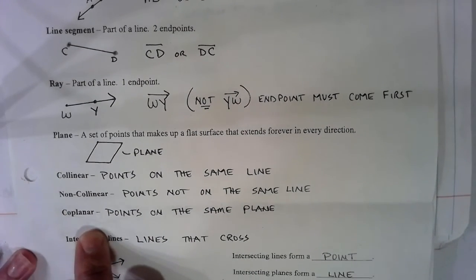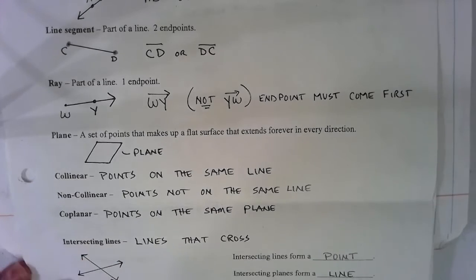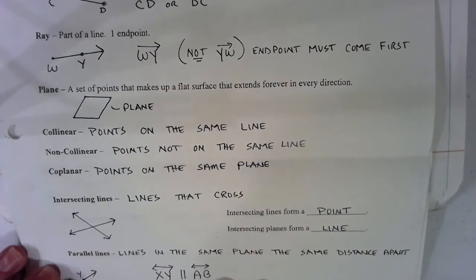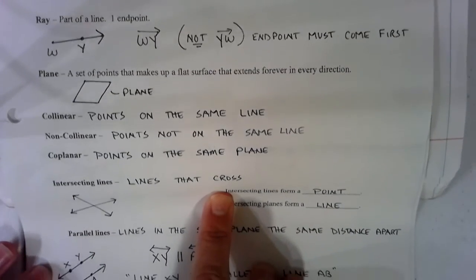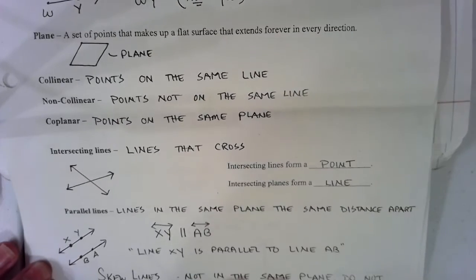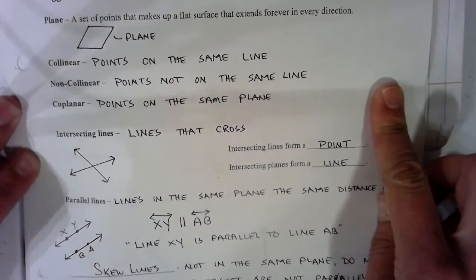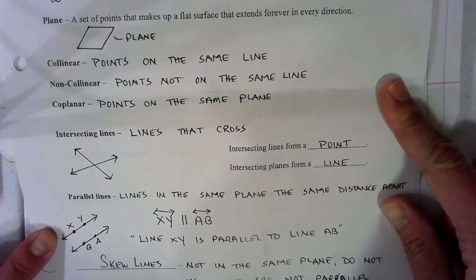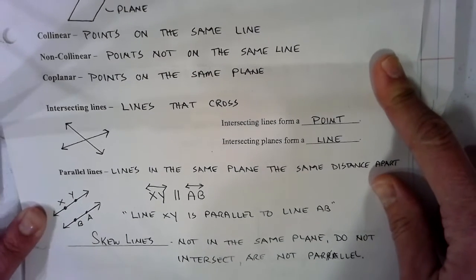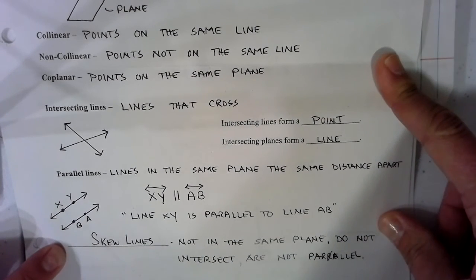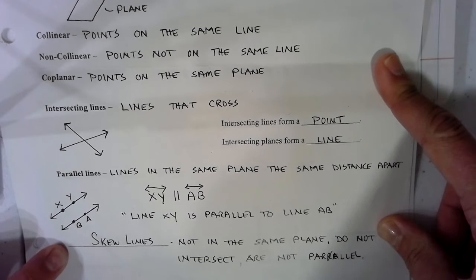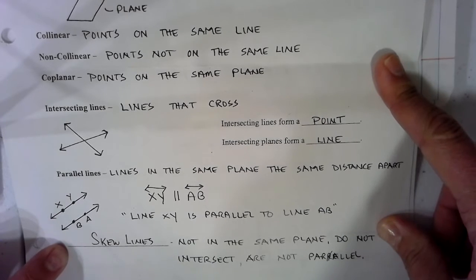Coplanar are points on the same plane. Intersecting lines are lines that cross. We've seen that already. Parallel lines are lines in the same plane, and they are the same distance apart. We talked a little bit about that already. And skew lines are not in the same plane and do not intersect and are not parallel.